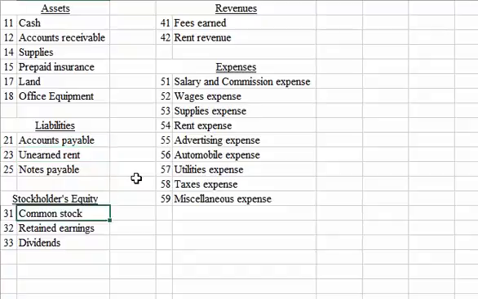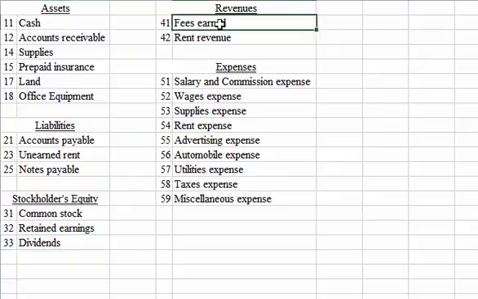Your stockholders' equity accounts, common stock and retained earnings, are both stockholders' equity accounts. Then dividends, which would be a return of the profits to the shareholders, are actually a contra stockholders' equity account. We'll talk about that, why that matters, coming up in this video.